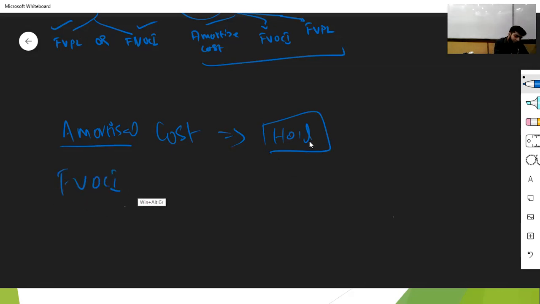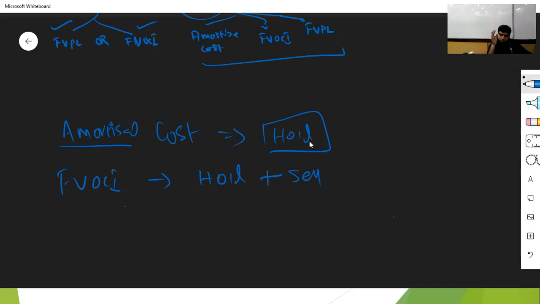if you wish to hold this investment, but you have decided that if I get a good offer, a good opportunity, or a good market value, I may sell this instrument or dispose of this investment. So I repeat, if your intention is to hold, but you have decided I might sell this investment if I receive a good offer, it means you need to adopt the fair value through OCI.